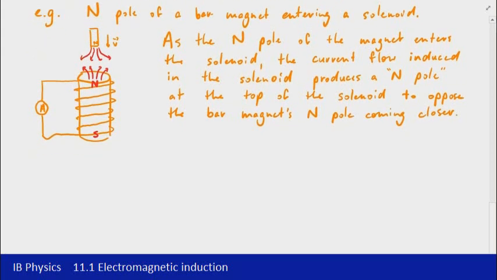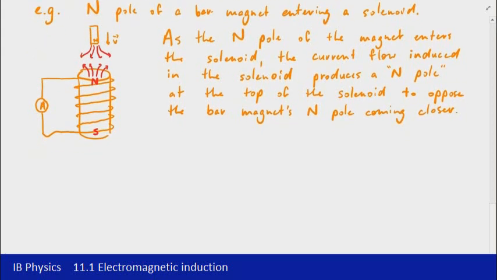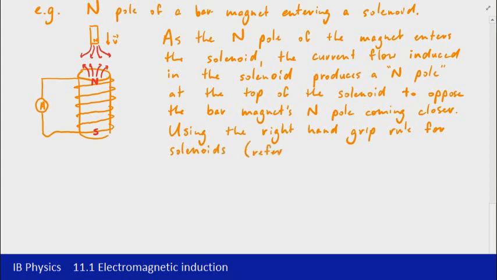So that shows us then that the magnetic field produced by the induced current is going to oppose the motion of that bar magnet entering. So we can then use that to figure out the direction of the current that will flow, and that's going to be done by using the right hand grip rule for solenoids. And if you're not sure about what that is, you can refer back to subtopic 5.4.